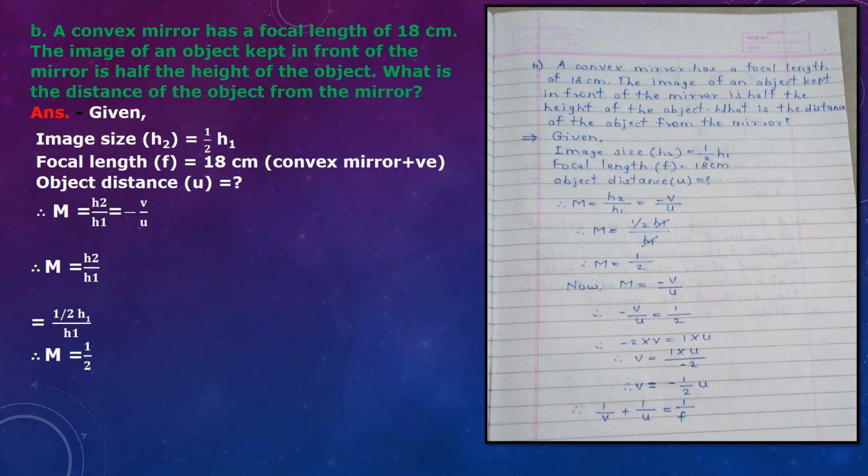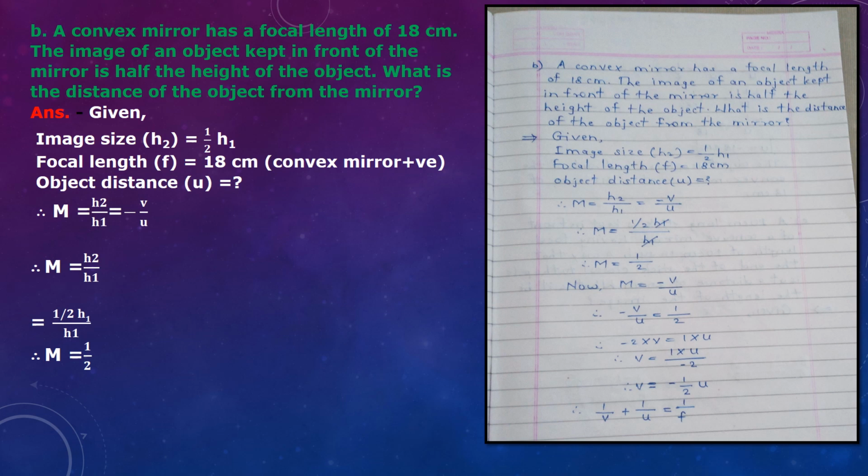So here we will first write the given things. Image size is half of the object size, so image size h2 is equal to half into h1. Focal length f is equal to 18 centimeter. Here this focal length is positive because it is a convex mirror. Now object distance u is equal to question mark.